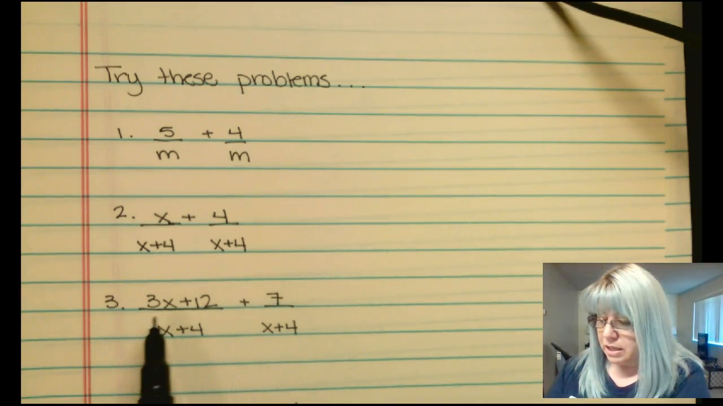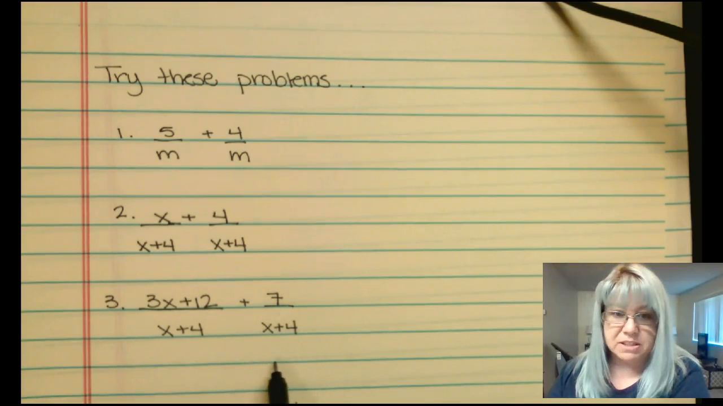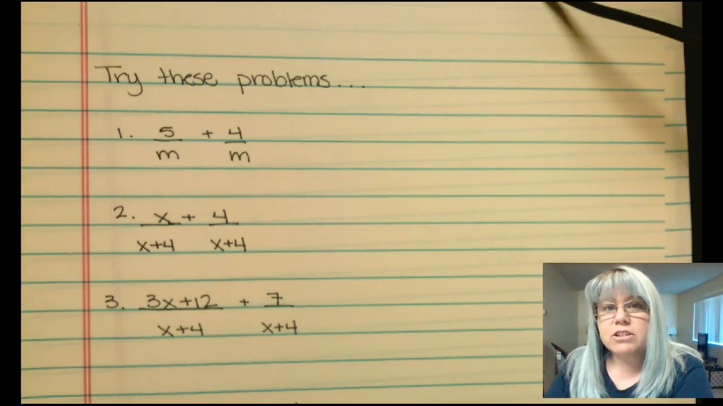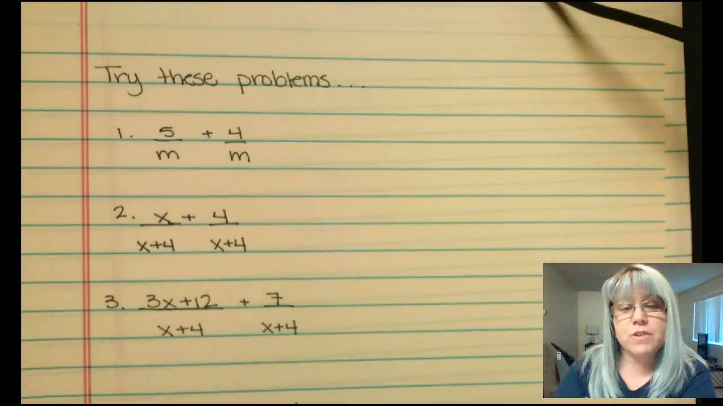Number 3, 3x plus 12 all over x plus 4 plus 7 over x plus 4. Again, the denominators are the same, so add the numerators. See if you need to factor. If you don't need to factor, go ahead and see if you can reduce. If not, leave it alone, and that's your answer.